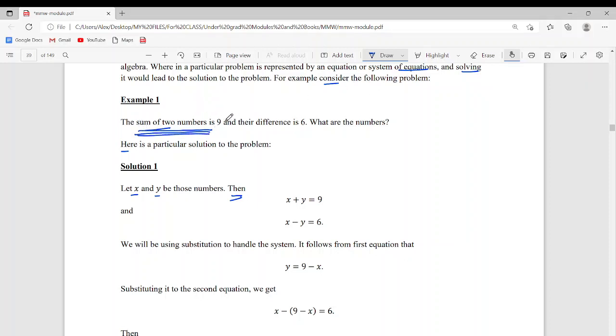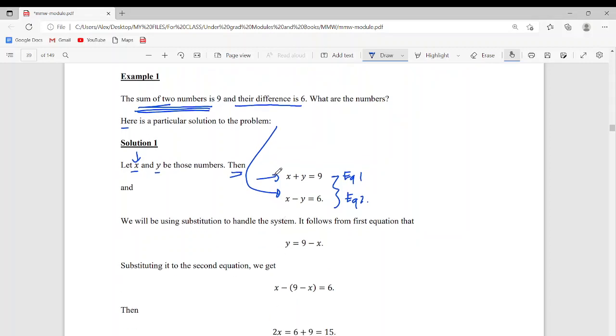The sum of two numbers is 9, where the two numbers are represented as x and y, so we can write this as x plus y is equal to 9. How about this one? Their difference is 6. So we can write it as x minus y is equal to 6. Let's name these equation 1 and equation 2. After finding this system of equations, we can work with it to find the values of x and y.